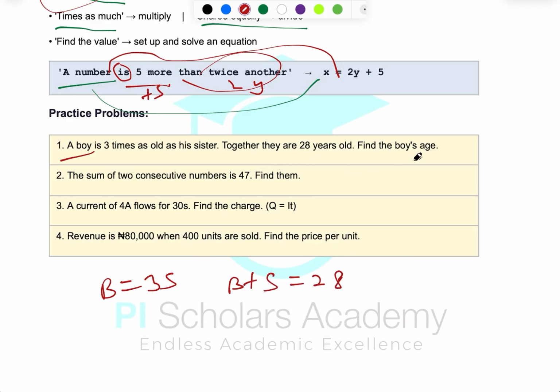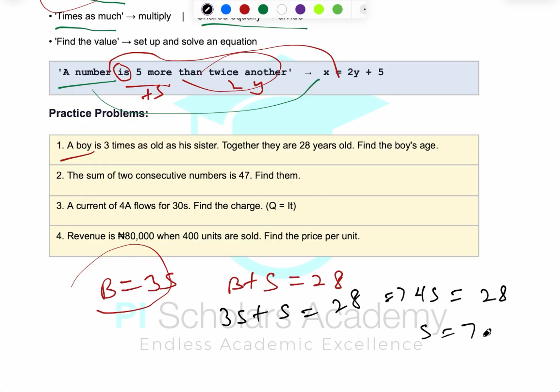So here, what are you looking for? Find the boy's age. From this place, you can say that B equals 3s. Everything is already in the substituted state. So you just say, anywhere you see the boy's age, you put 3s. That means that 3s plus s is going to be 28. That means that 4s is going to be 28. And s is going to be what? 7 years. That implies that the boy's age will be 3 times 7, which is what? 21.